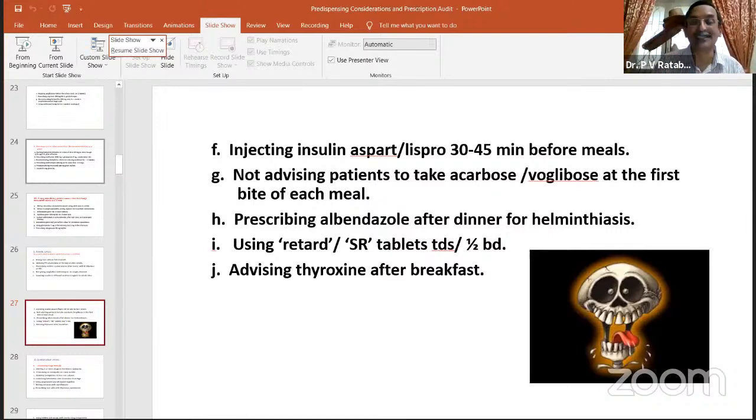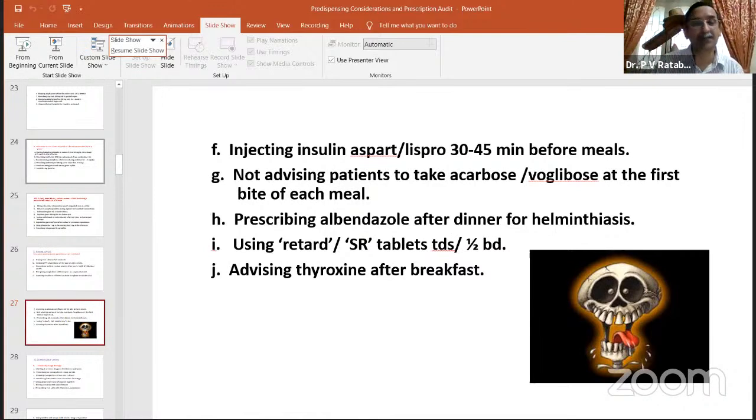But for cysticercosis, yes, where albendazole has to reach the brain, there it has to be taken after meals. But for helminthiasis, for worm infestation, it has to be taken 1 hour before dinner. Retard tablets, SR tablets, never to be given TDS, either OD or BD. Never half. You cannot half a retard tablet.